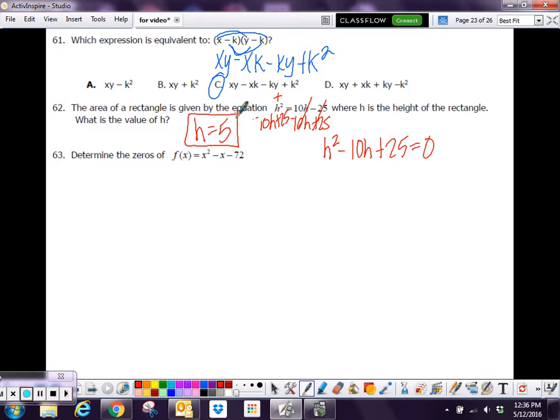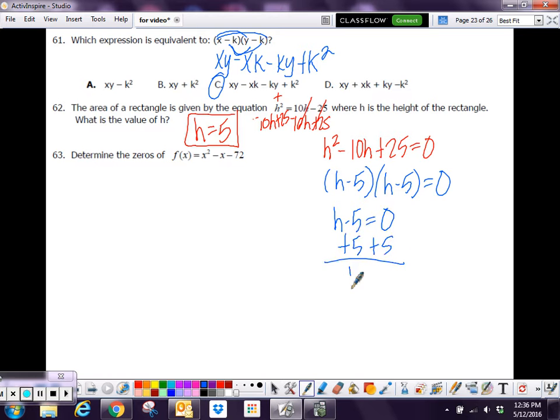You could have factored that. If you did, you would have gotten h minus 5 and h minus 5 equals 0. Well, when you set that equal to 0 and you add 5 to both sides, you end up with h is 5. So it's exactly what we got from the calculator.